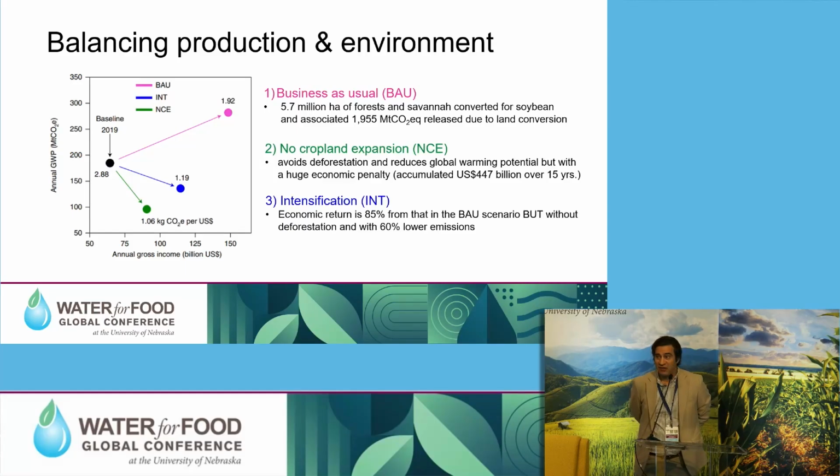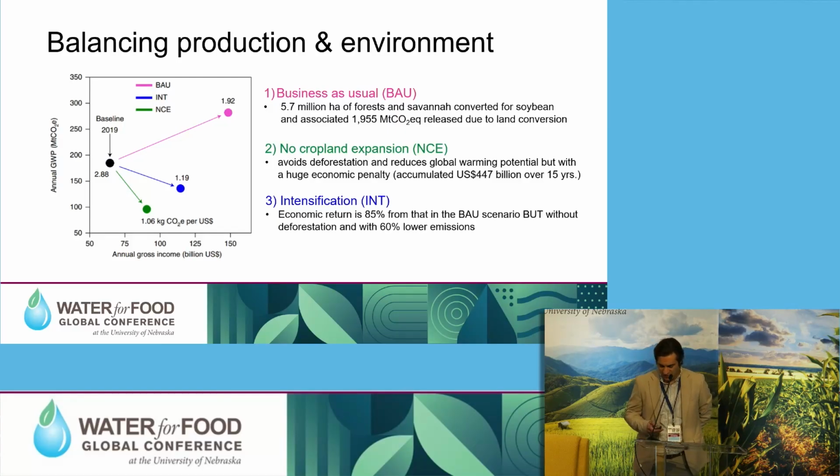And then there is this intensification scenario, which again, I think reaches a much better balance between economic and environmental goals, where the economic return of the intensification scenario represents 85% of that in the business as usual, but we avoid deforestation and we achieve 60% lower emissions. So there is another pathway in between, keep doing things as we have done it in the past versus no expansion at all.